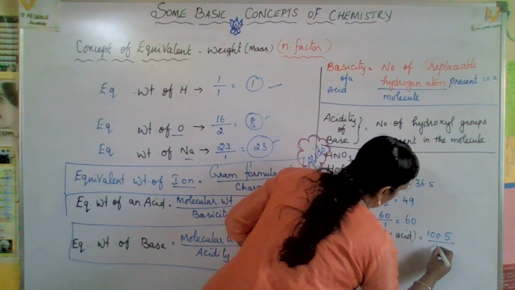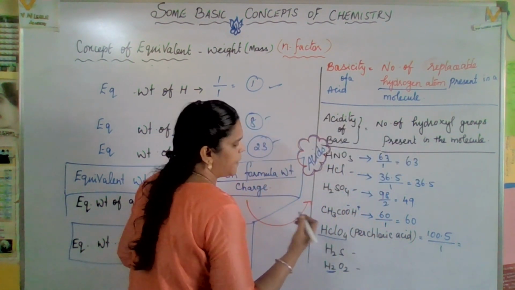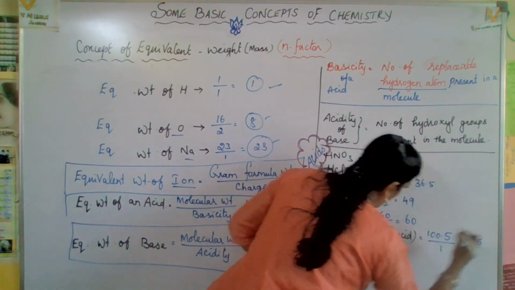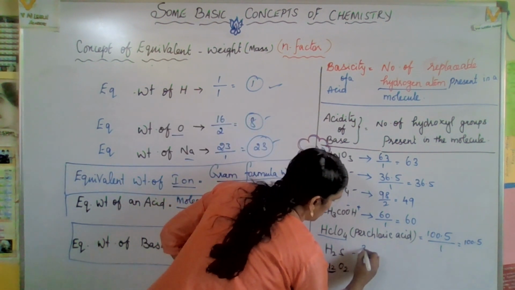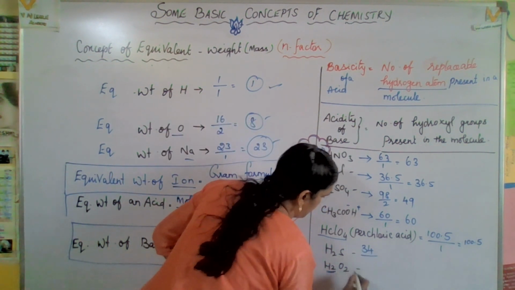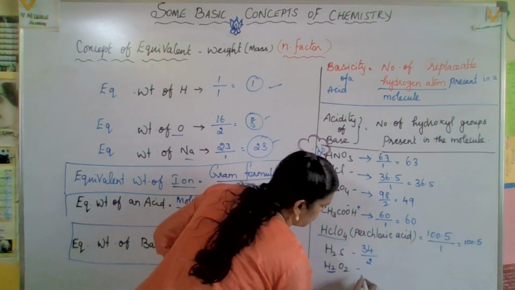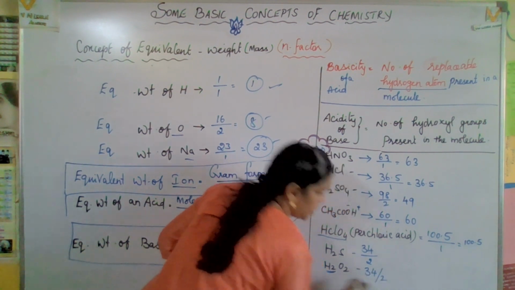100.5 divided by hydrogen 1. So you will get the equivalent weight of perchloric acid, 100.5 only. Then hydrogen sulfide, H2S. Here also molecular weight 34 divided by 2. And here also you will get the same. Here H2O2, hydrogen peroxide. Here also 34 divided by 2.